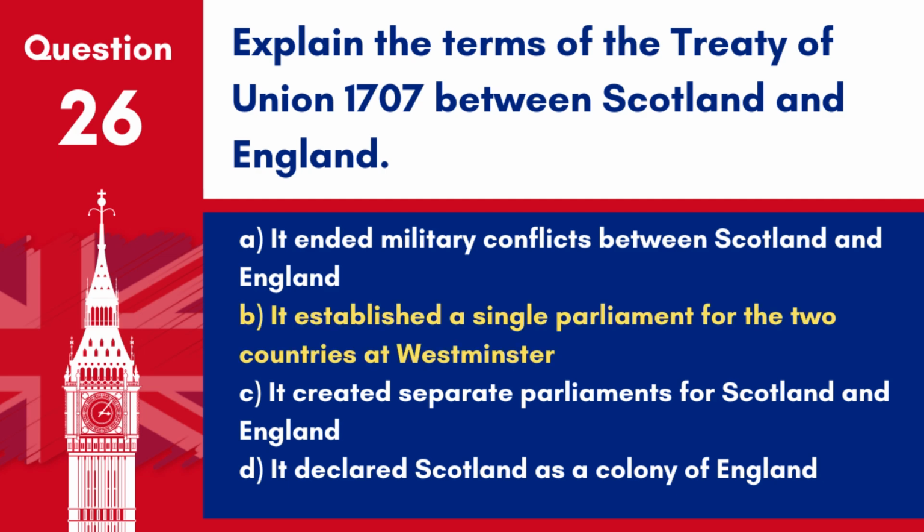Answer: B. It established a single parliament for the two countries at Westminster. The Treaty of Union 1707 was a significant agreement between Scotland and England that resulted in the creation of the United Kingdom of Great Britain, with a single parliament located at Westminster.